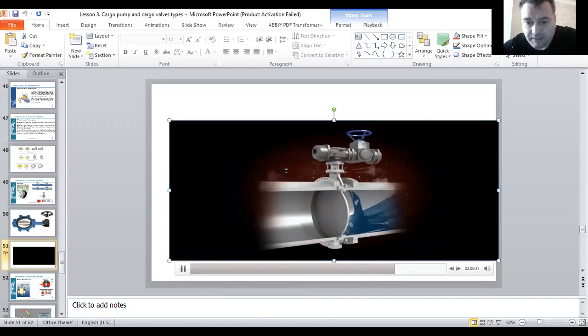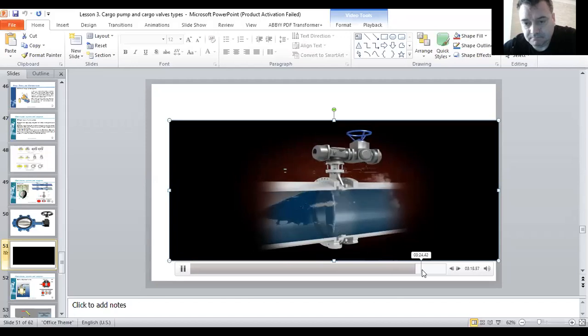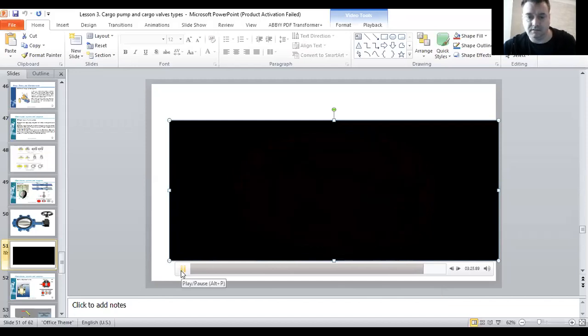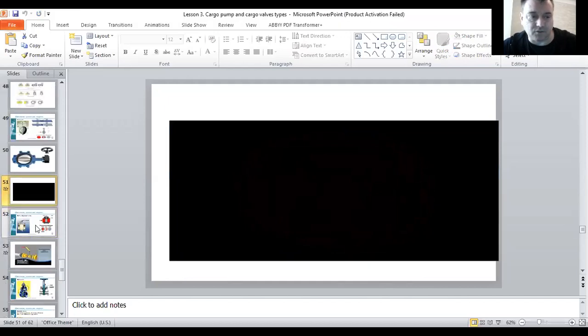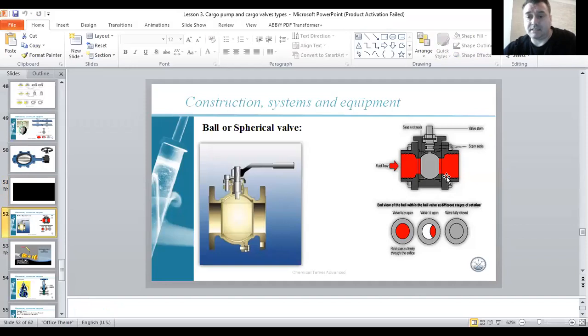So liquid is coming. It's closed. Now opening, and the liquid is passing away. So that's how it's closed. It's very easy to operate, but these valves are many times leaking and they can create trouble for you. So next is the ball valves.